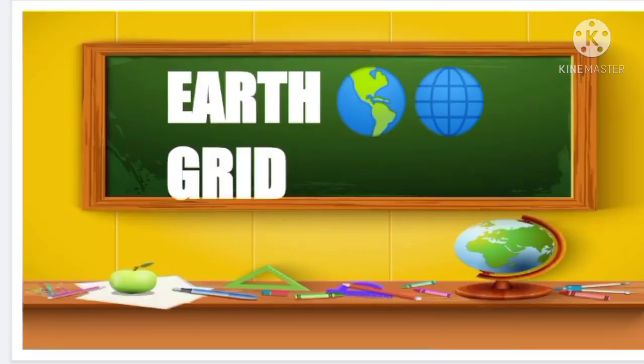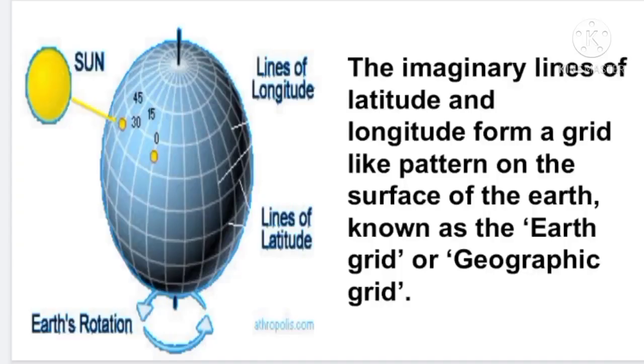Now let's see what is meant by earth grid. The imaginary lines of the earth, that is the imaginary lines of latitude and longitude, form a grid-like pattern on the surface of the earth, known as earth grid or geographic grid. Students, much of Earth's grid system is based on the location of North Pole, South Pole and equator.